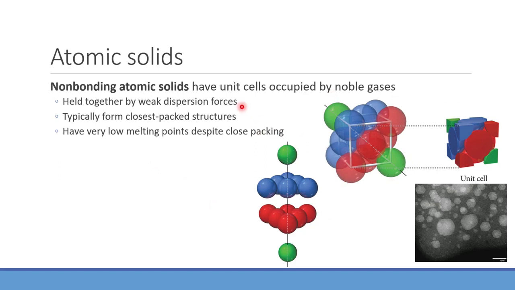These are solids entirely occupied by noble gases. They're all gases at room temperature, so we know they have a very low melting point. And these are non-bonding atomic because noble gases exist just as single atoms, and they don't form bonds.